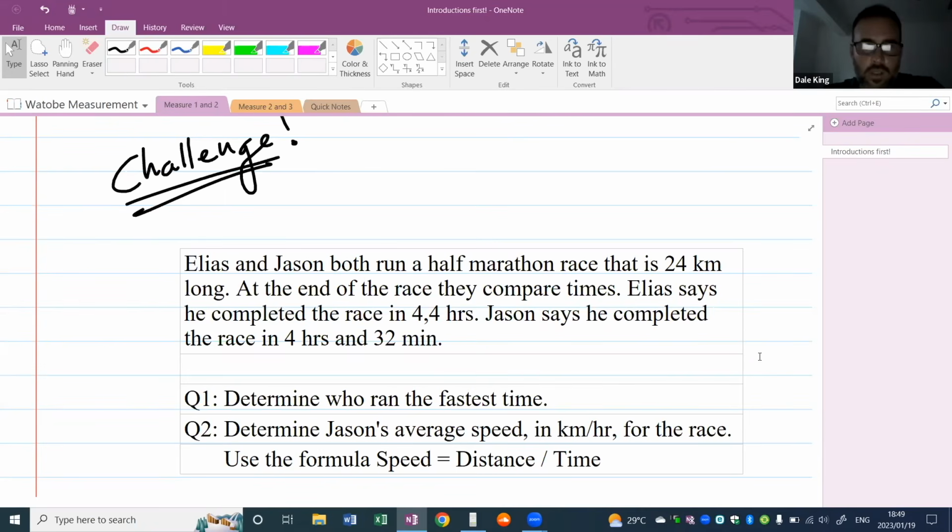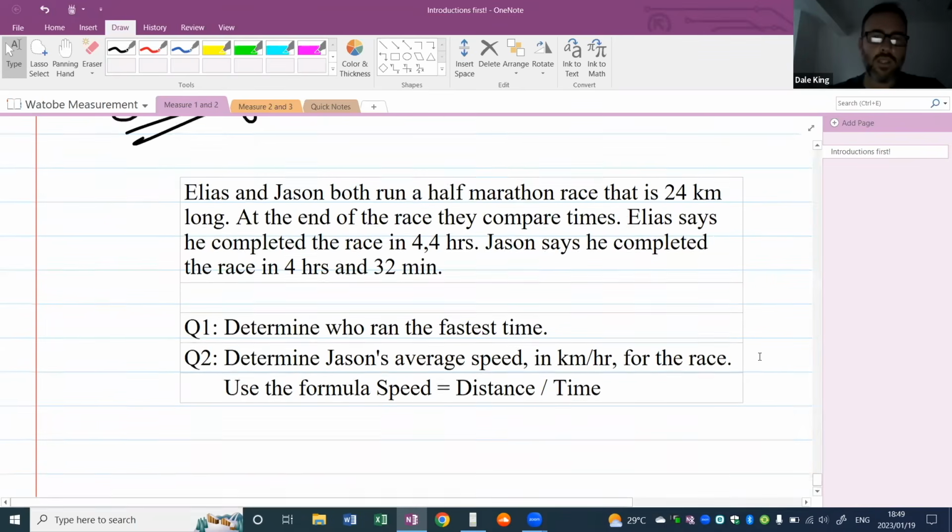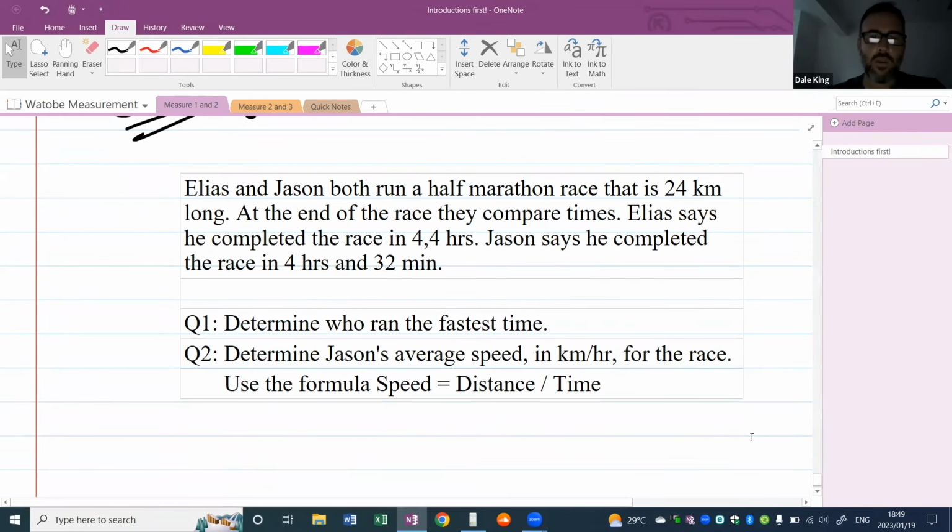Clue, you've got to compare apples with apples. Don't compare apples with oranges. Don't compare the times if they're both different fruits. Make them the same fruit and then you can compare them. Question 2, though, is the one that I'm worried about. Determine Jason's average speed in kilometers per hour for the race. Use the formula: speed equals distance over time.